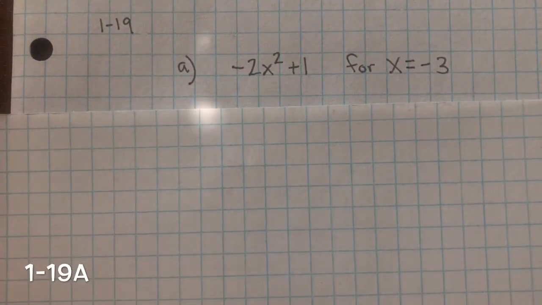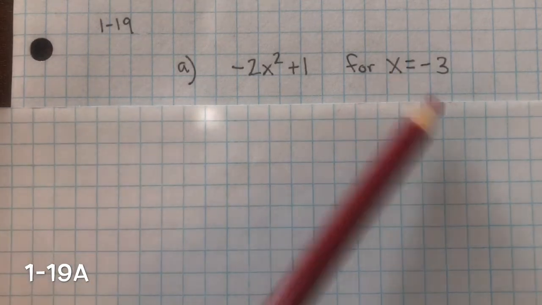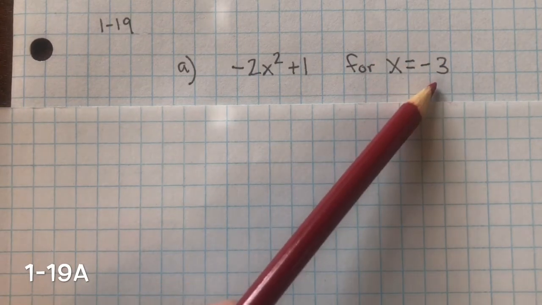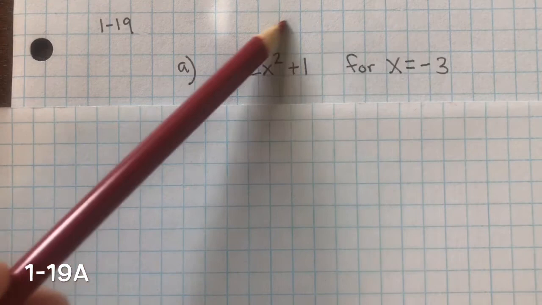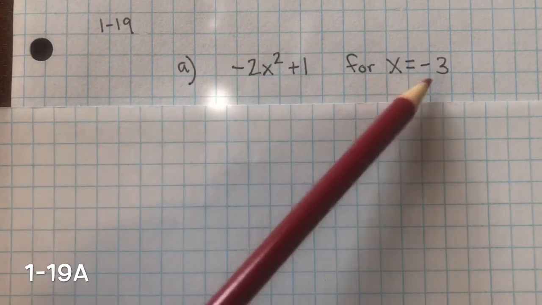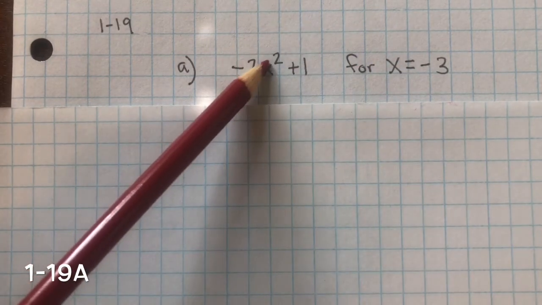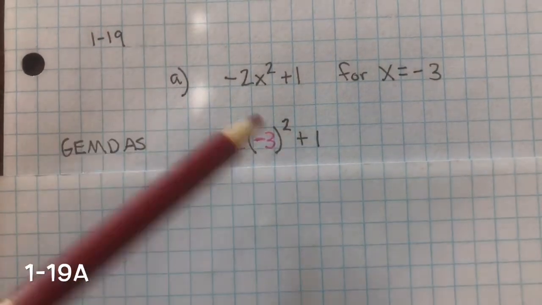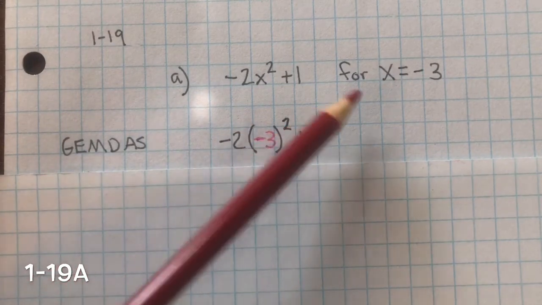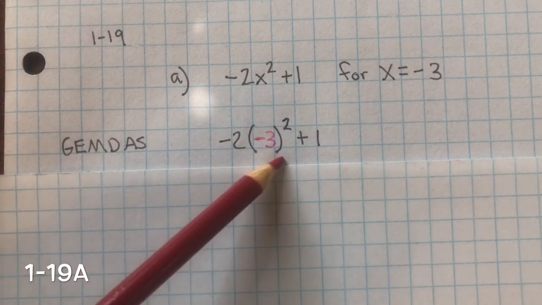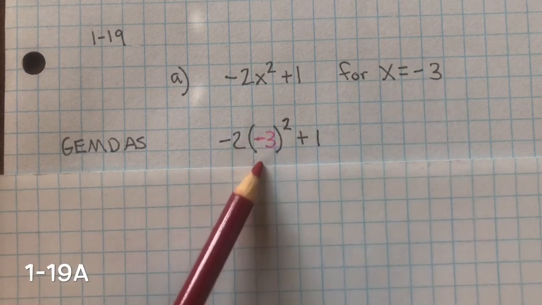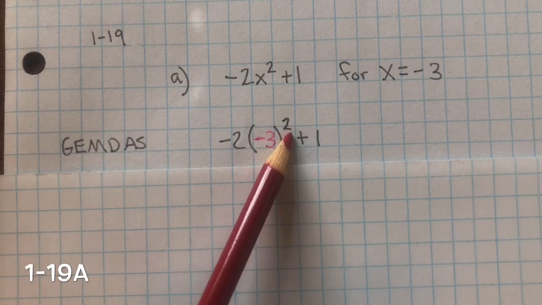For problem 19, you need to evaluate the expressions. So when we're evaluating, you're given the value of x, and we're going to plug it in to x. So x equals -3, so wherever there's an x, we're going to substitute that with -3. Now, when I evaluate, I like to put whatever the value is in parentheses, which is especially important because this is a -3 that is being squared.